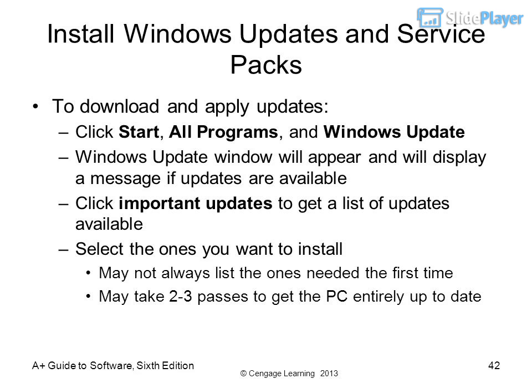A+ Guide to Software, 6th edition. Install Windows updates and service packs. To download and apply updates, click Start, All Programs, and Windows Update. The Windows Update window will appear and will display a message if updates are available. Click Important Updates to get a list of updates available. Select the ones you want to install. It may not always list the ones needed the first time. It may take 2 to 3 passes to get the PC entirely up to date.